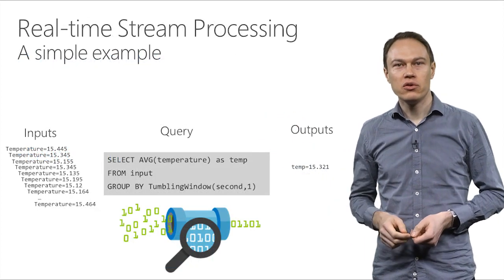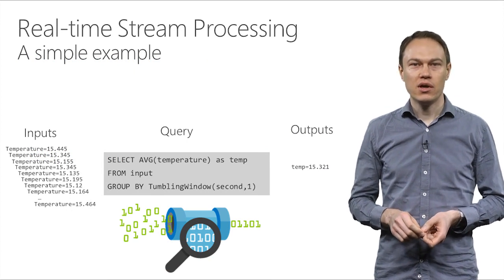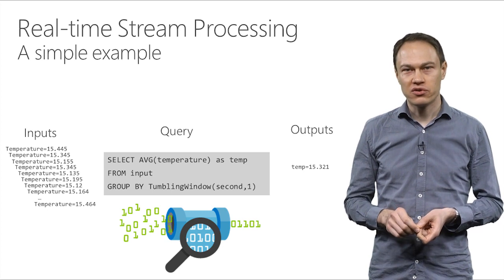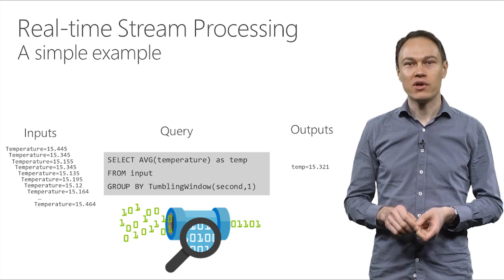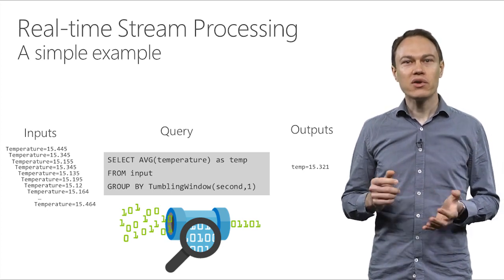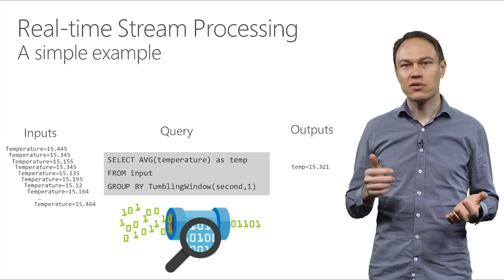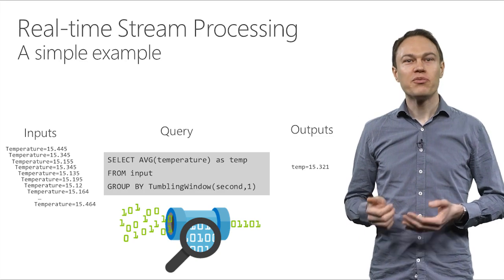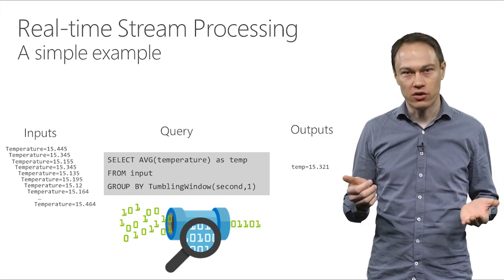Here, I want to show you a very simple example of a query using our SQL language. This query takes an input stream of temperatures and calculates an average every 1 second. As you can see, it is very easy to understand this query. Of course, this is a very simple example, and you can do much more powerful analytics, including temporal join.